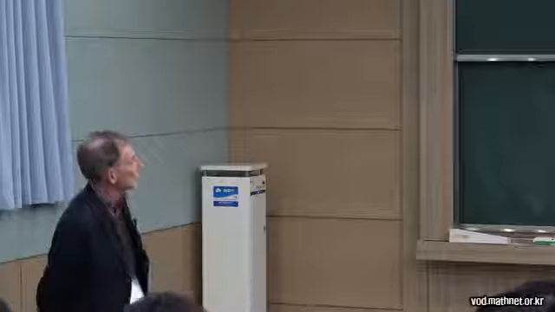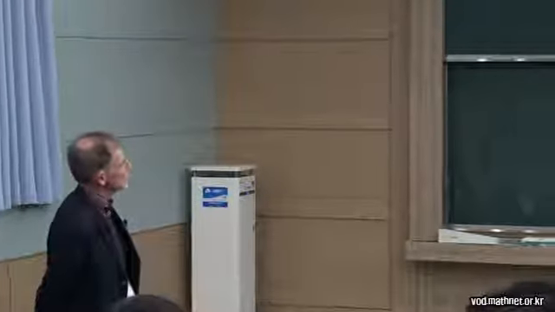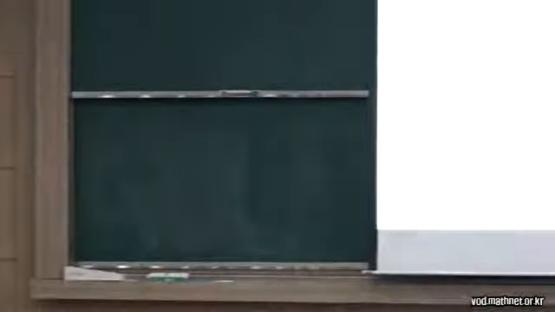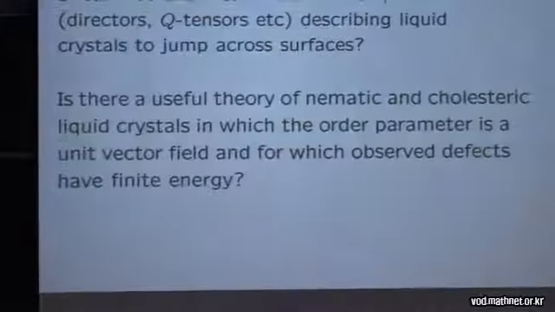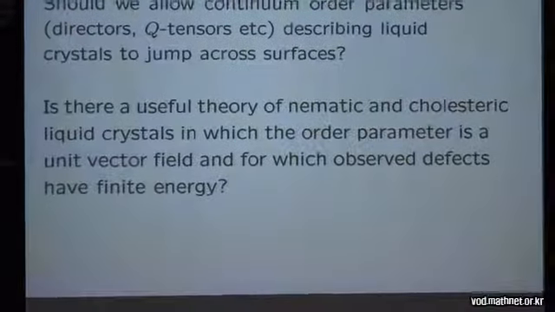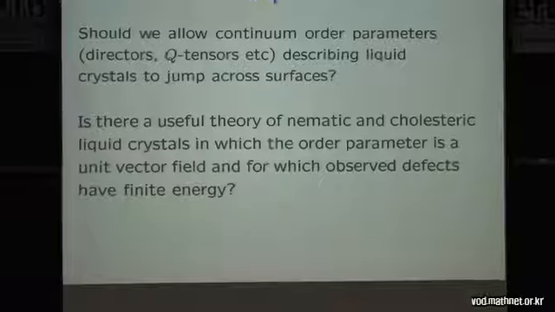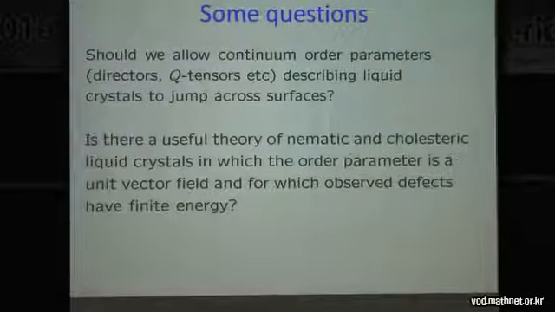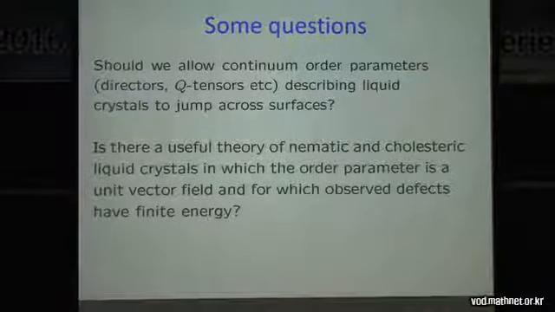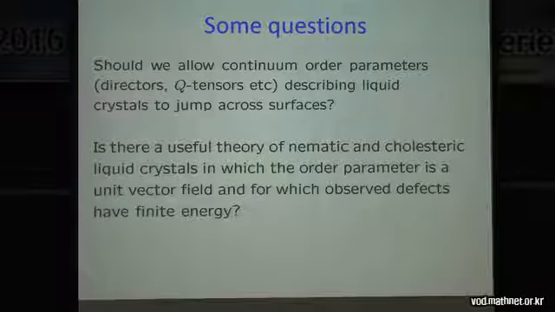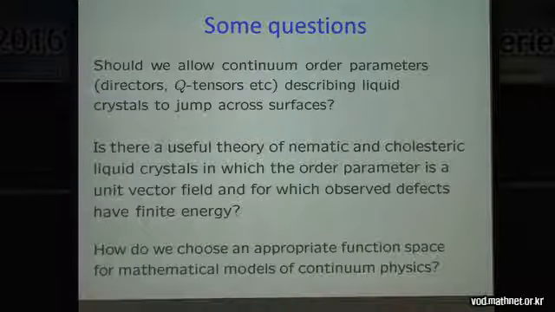Okay. And related to that is that some of the theories, like the Oseen-Frank theory, give infinite energy to defects that you actually see. So I want to ask whether there's some way of fixing that while keeping a director theory. And thirdly, a general issue about what role a function space plays in mathematical models and where it comes from and so on.